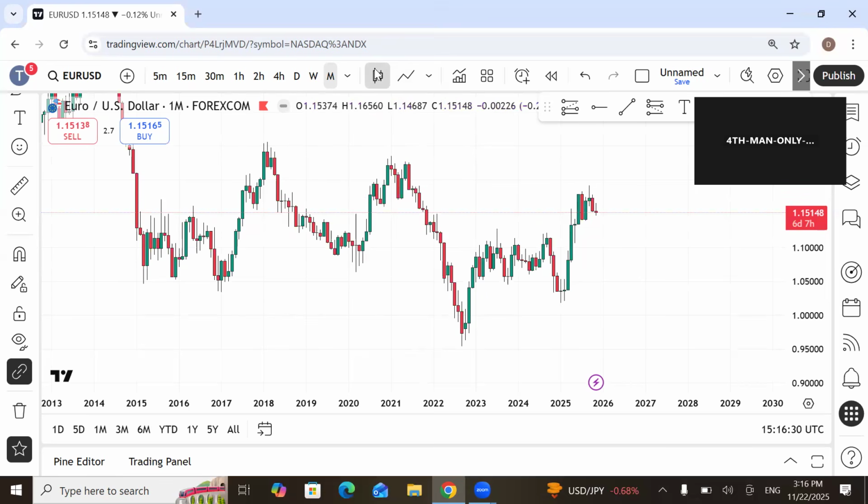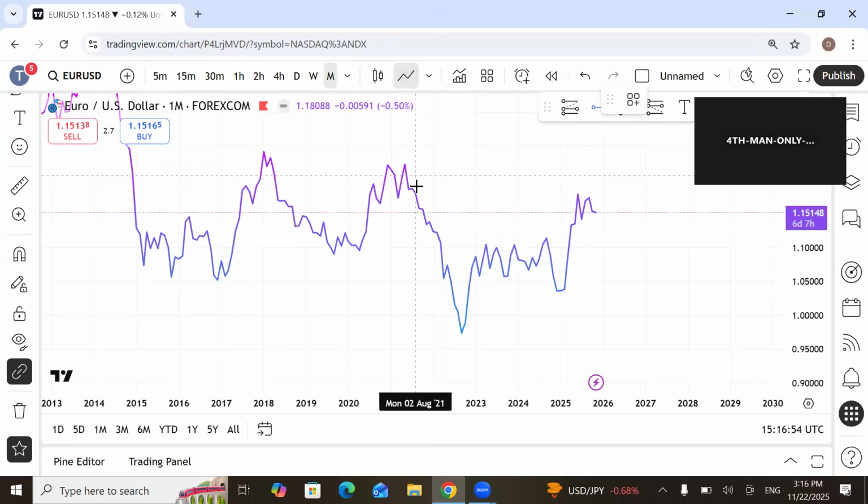So this is monthly time frame, and this is EUR/USD on monthly time frame. How did we frame our bias on this EUR/USD? Let me walk us through. On monthly time frame, we can see we have an A-shaped key level here. If I move to the line chart, you can see very clearly here.